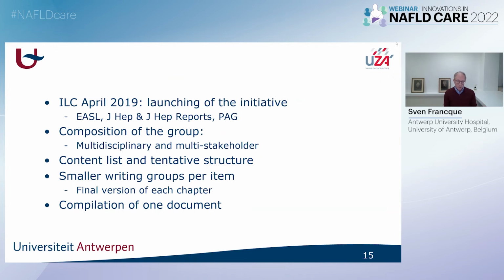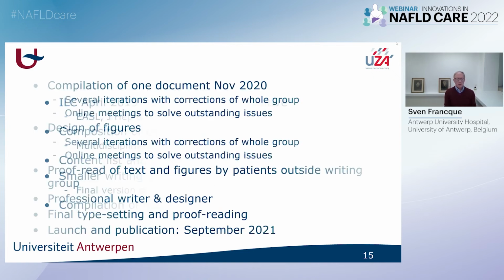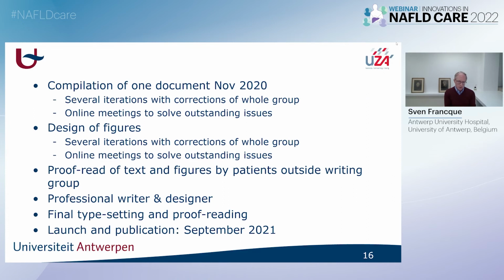The approach was also a little bit different because we had, of course, the science of the scientific document, but we started in another way. We really started by thinking what should be in that document, what should be the content, what are the topics to discuss. So we made a kind of outline of the document and the chapters. And then we allocated chapters to smaller writing groups. And these smaller writing groups then came up with a document for their chapter that was then compiled in one document. And that first single document was only produced in November 2020, which means about a year and a half after the idea was launched. Why?